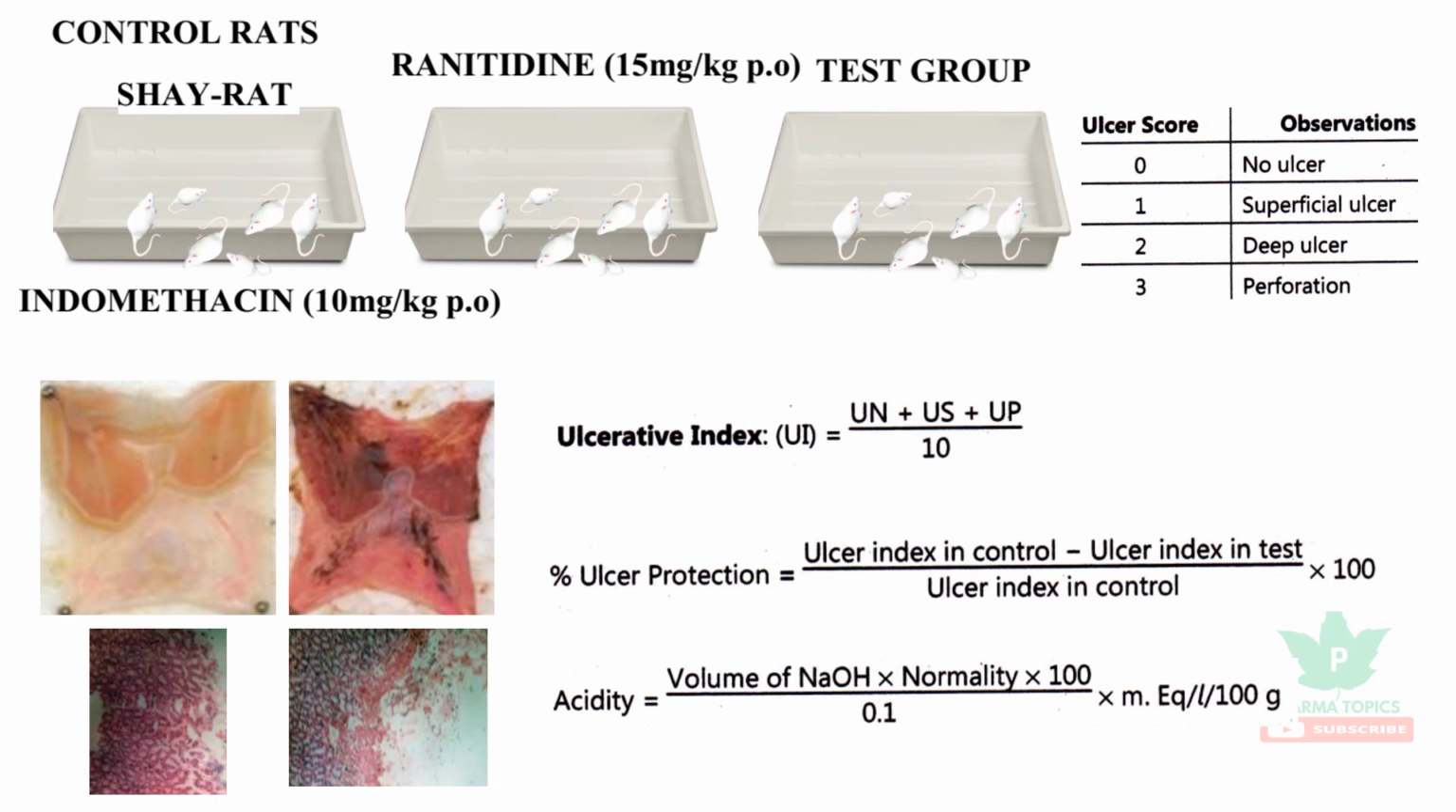Apart from this, acidity can be checked. The volume of the fluid is titrated with sodium hydroxide and the acidity is checked. Even pH is also checked. So this is the outline of the Shay-rat model and the NSAID-induced model.